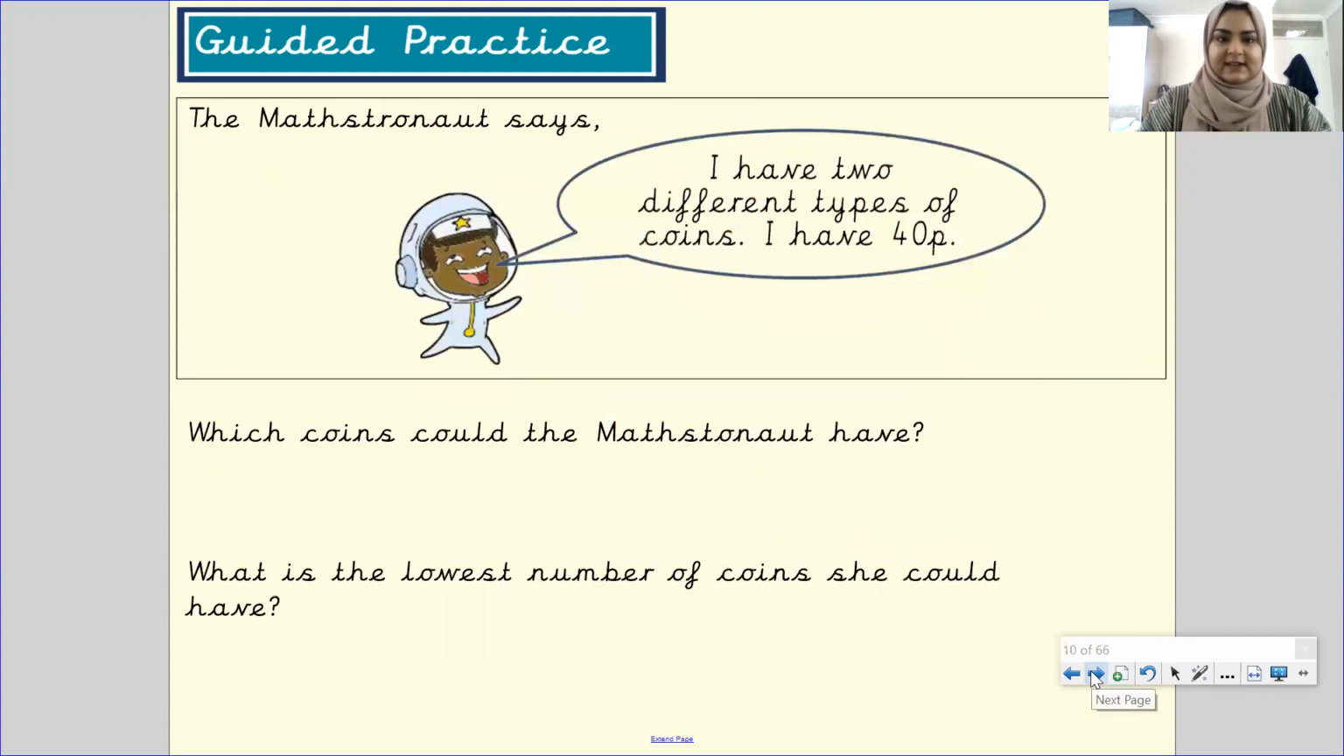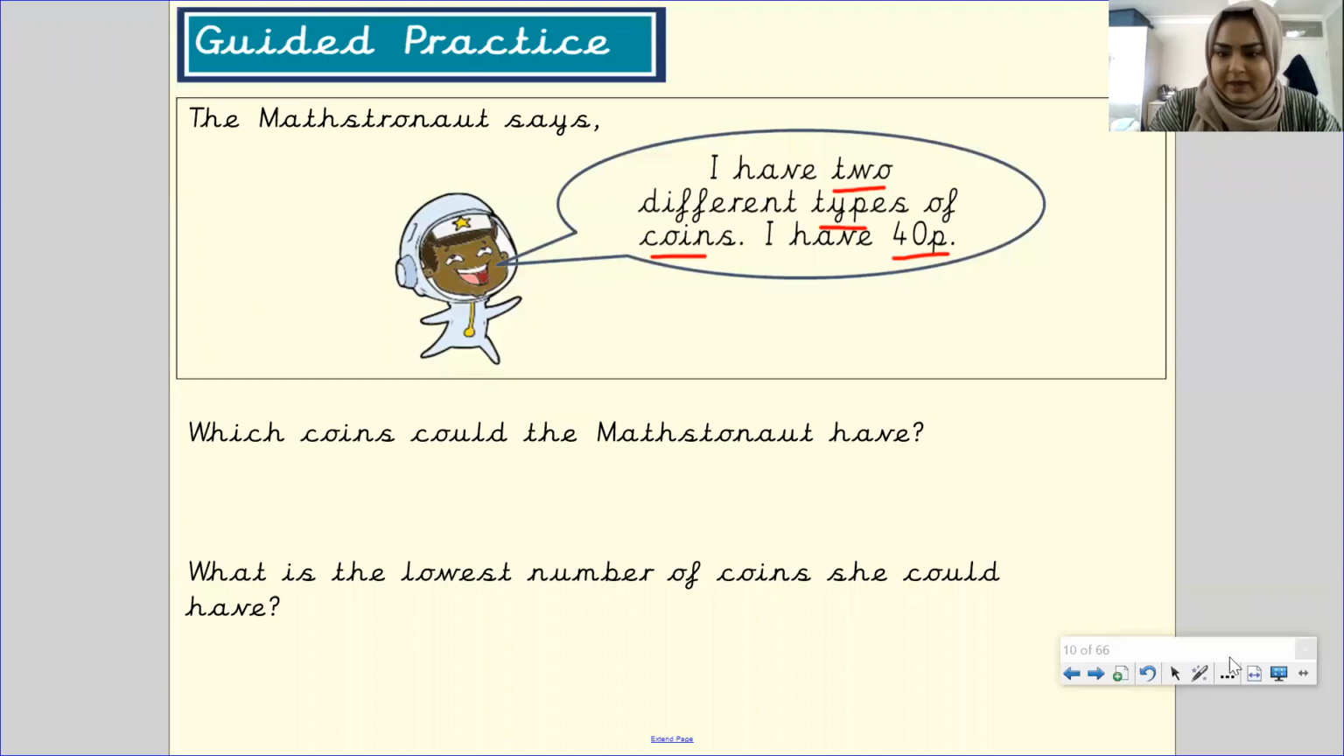All right, fantastic. Now, the Masternode says I have 2 different types of coins. I have 40p. Which coins could the Masternode have? What is the lowest number of coins she could have? Now, what I would like you to do is pause the screen and work this out for me. Come back to my screen when you are ready.